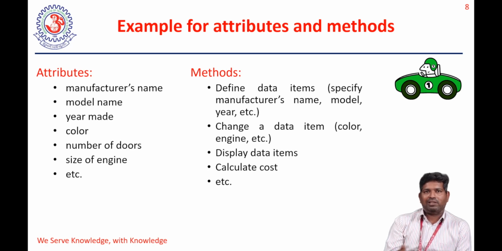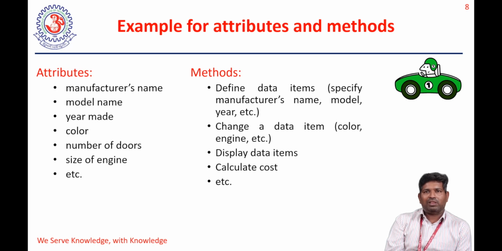So here on the slide you can see an example of attributes and methods. In a car, what are the attributes? That means the characteristics, what is the data? Maybe the manufacturer name, the model name, the year in which the car was made, the color, the number of doors, size of engine. Not limited to this, we can list many characteristics for a car.